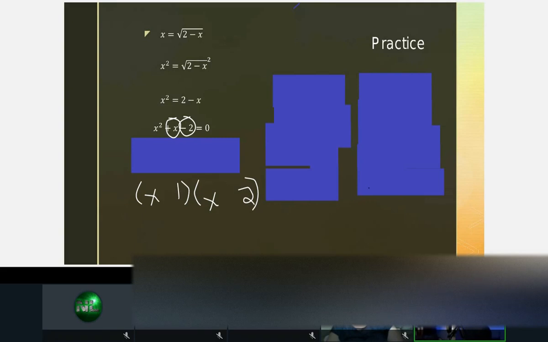Is it 1 minus 2 or -1 plus 2? Which combination? 2 and -1? So +2 and -1. Is -1 plus 2, is that +1? It is. Is -1 times 2 -2? It is. So that is the correct factored form of that polynomial.